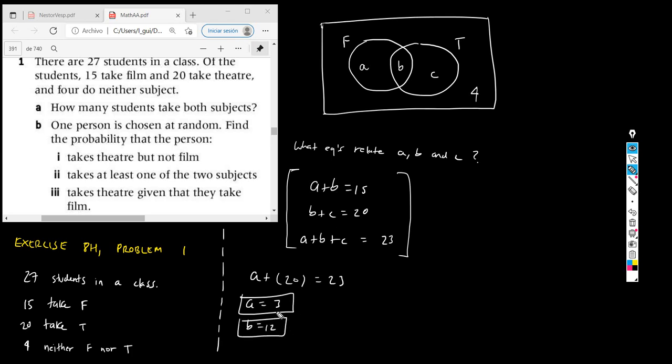And if B is 12, how much must C be? Well, 12 plus 8 is going to be 20, right? So that's it. A equals 3, B is 12, and C is 8. And that's how you can have a more methodical approach to finding these three values. So this is 3, and this is 12, and this is 8. And now that you have done this, you are prepared to solve any of these questions.